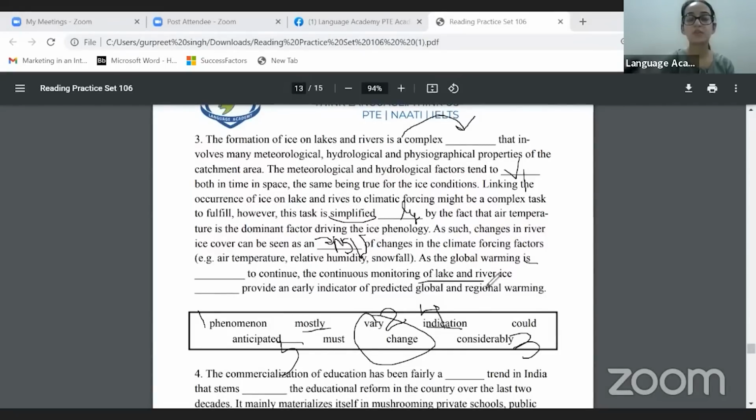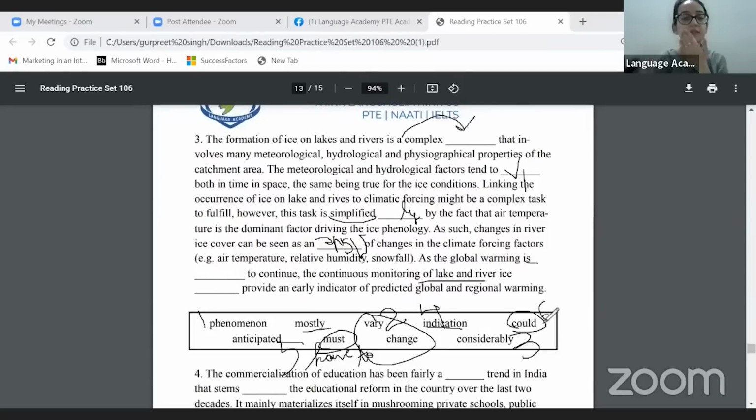The continuous monitoring of lake and river ice dash provide an early indicator. So these things, monitoring of lake and ice, must provide an indicator or could provide an indicator. Those who are confused, if you want to put must anywhere, just put have to in that blank. If have to fits, only then must will fit. So can we say monitoring of lake and river ice have to provide an early indicator? No, that's not a compulsion. We are saying this can provide an indicator or this could provide an indicator. Could means possibility, that there's a possibility that we can get the indication from monitoring of lake and river ice. So that is could provide an early indicator.